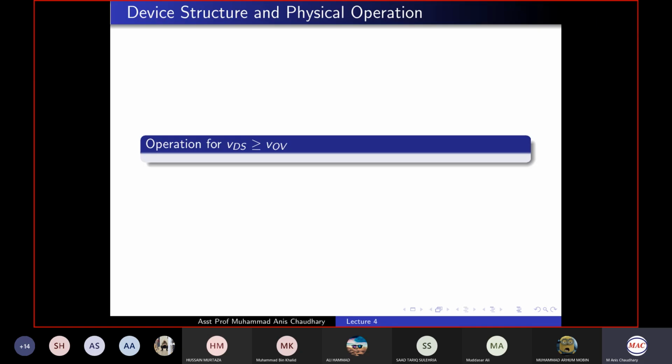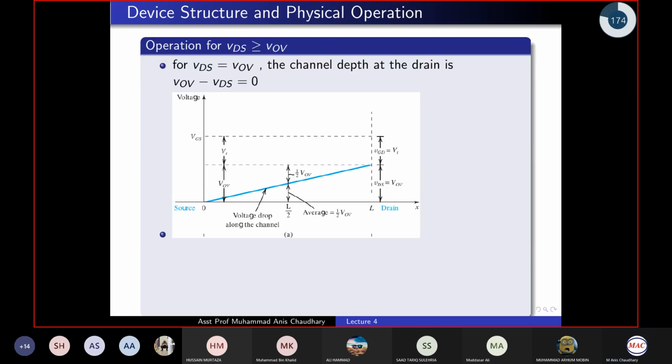So let's consider the mode which we call saturation, and is defined by VDS greater than or equal to VOV. Look at the figure again. Now look at the effective voltage at this end: VOV. So VOV is determining the depth at this end.